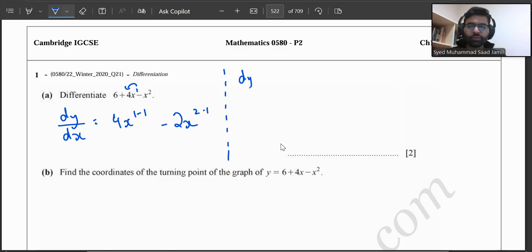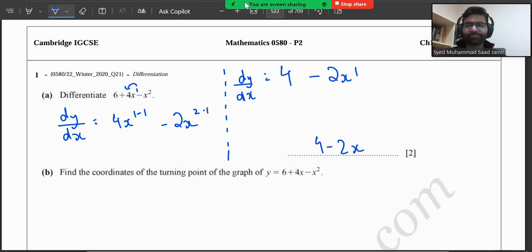So your answer is going to be dy over dx is equals to 4, because x raised to power 1 minus 1 is 0. Any number raised to power 0 is 1. So minus 2x raised to the power of 1. So that's your final answer, guys. Let's move on to our next part.